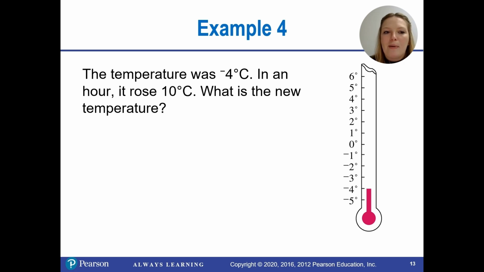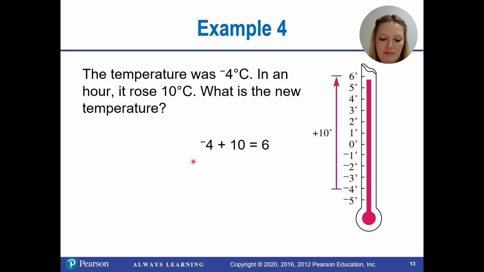For example, a problem you might see in the elementary grades is: the temperature was -4 degrees Celsius. In an hour, it rose 10 degrees Celsius. What is the new temperature? This problem is getting at -4 plus 10. So I can start at the point -4 on my thermometer. This is really just a vertical number line. Then I increase by 10 units, and I have 6 degrees Celsius. So the new temperature is 6 degrees.